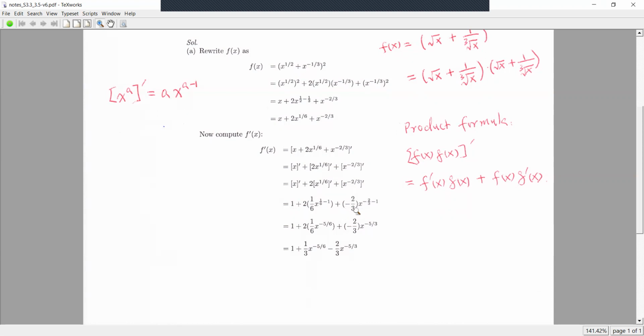Now simplify this expression. 1/6 minus 1 is -5/6. -2/3 minus 1 is -5/3. 2 times 1/6 is 1/3. Then derivative of the function is this function.